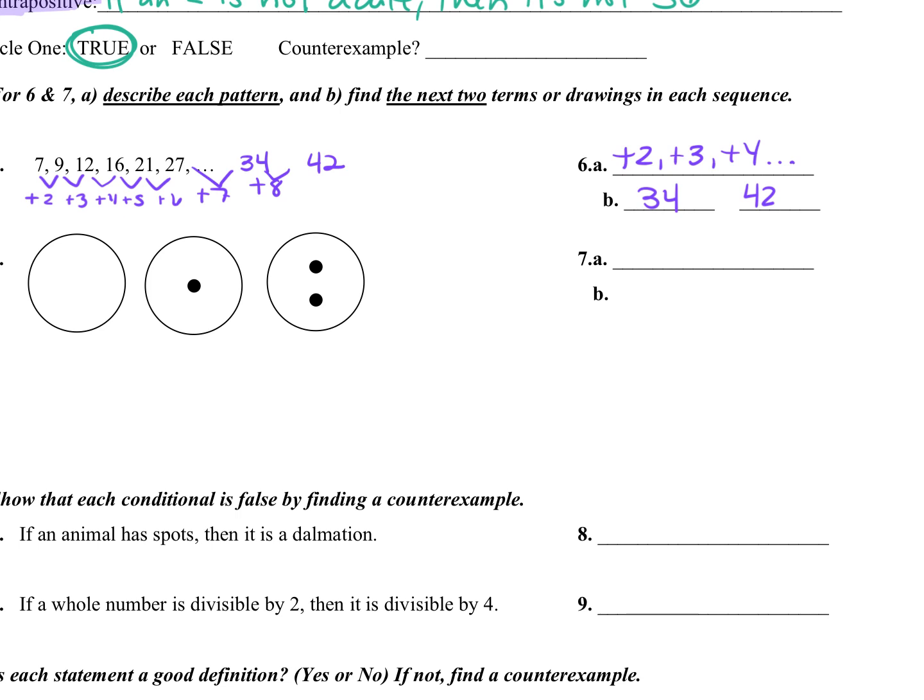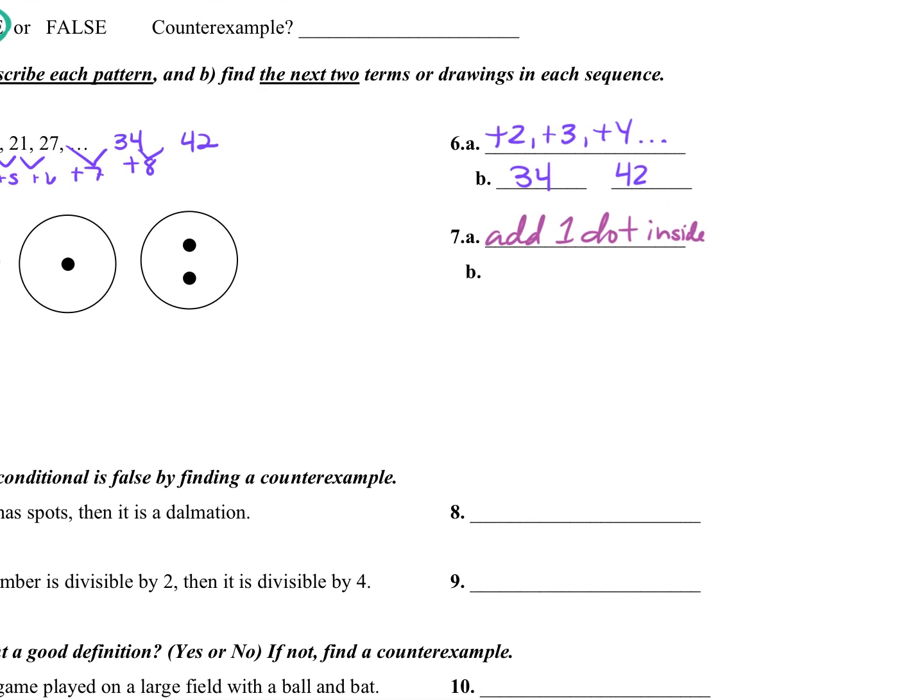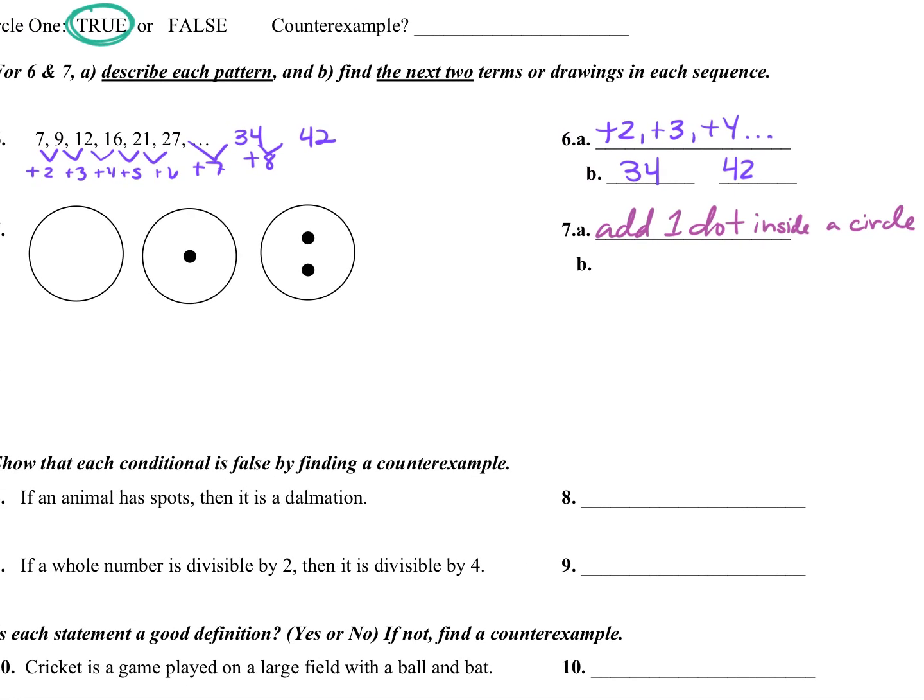Okay, now 7 is a little different because it's a picture. So you got to be able to describe this to me. What would you describe for that? You add a dot inside a circle, right? So that would be good. Add 1 dot inside a circle. Okay, so be specific with what's happening, which means for your next 2 terms, you're going to need 2 circles.